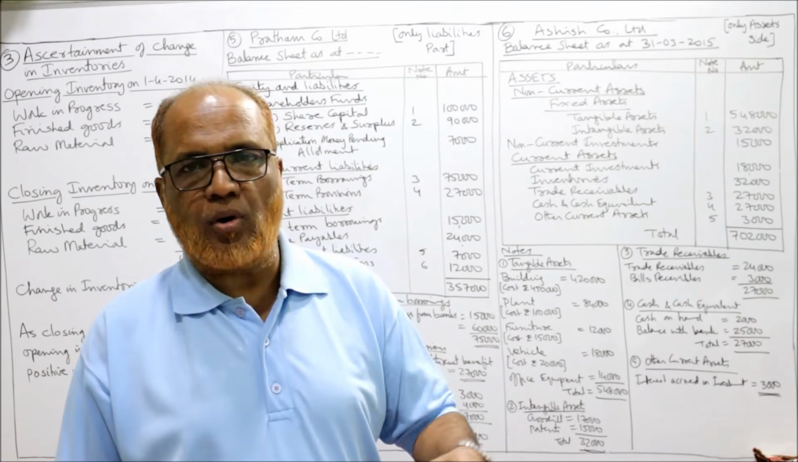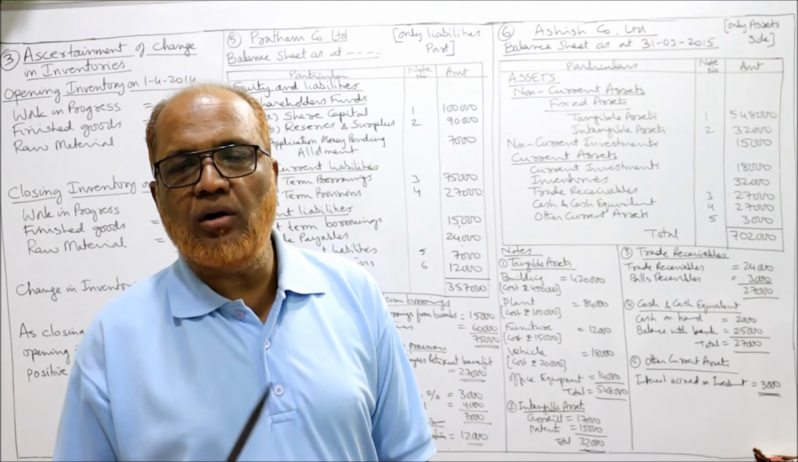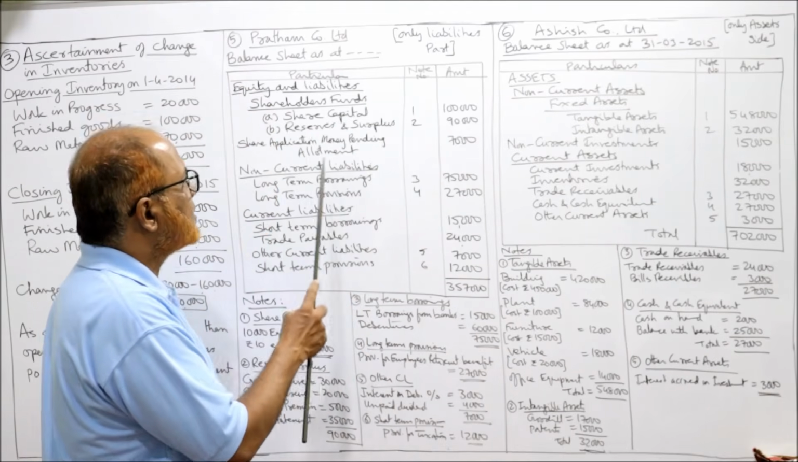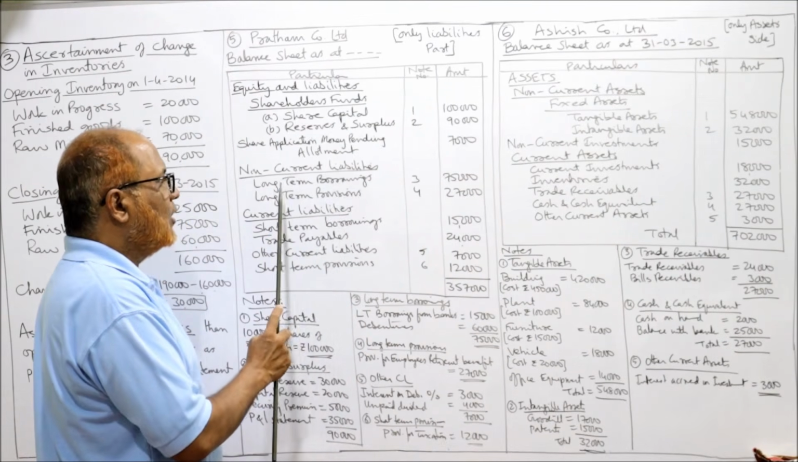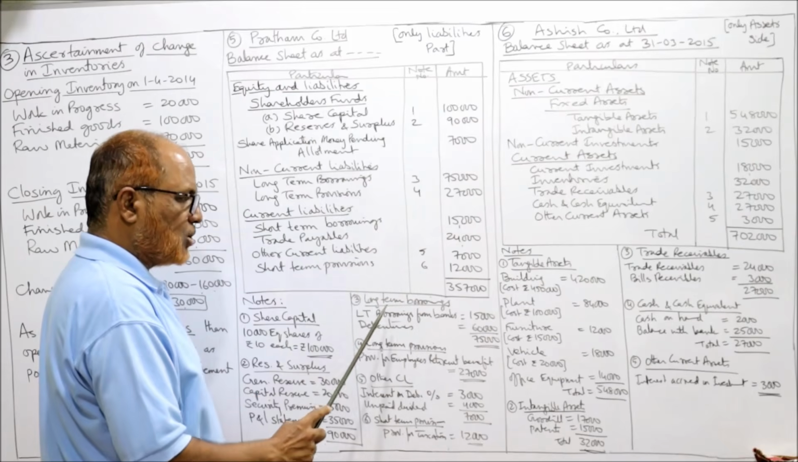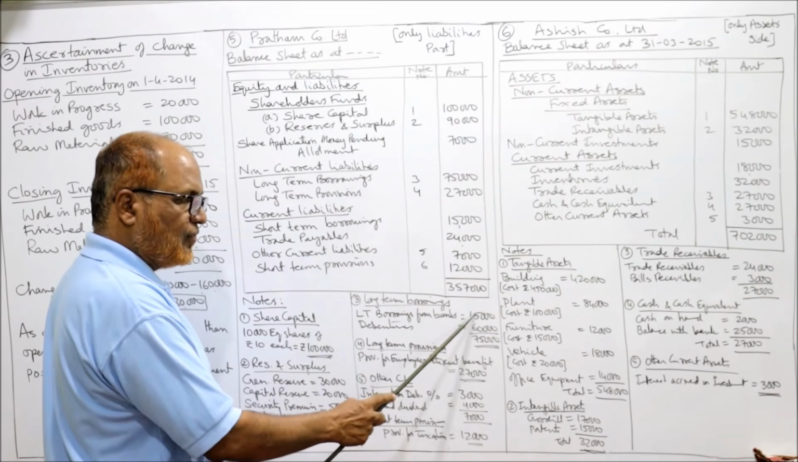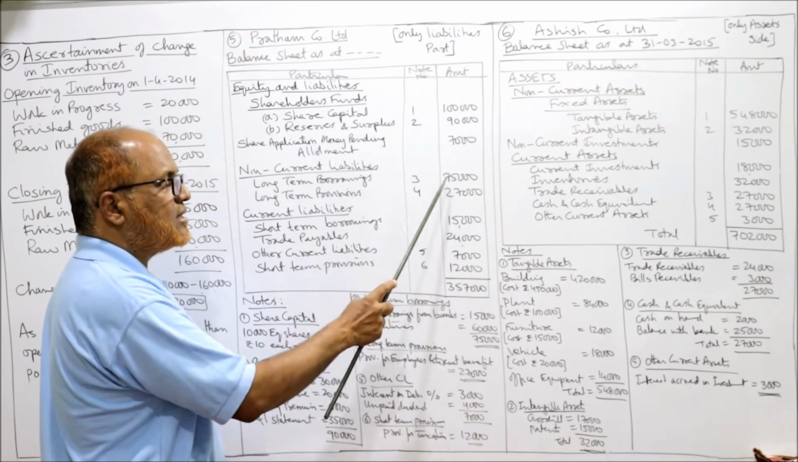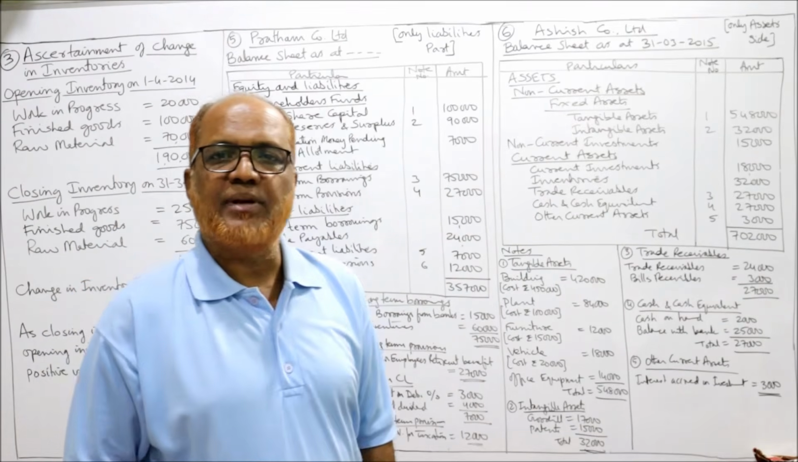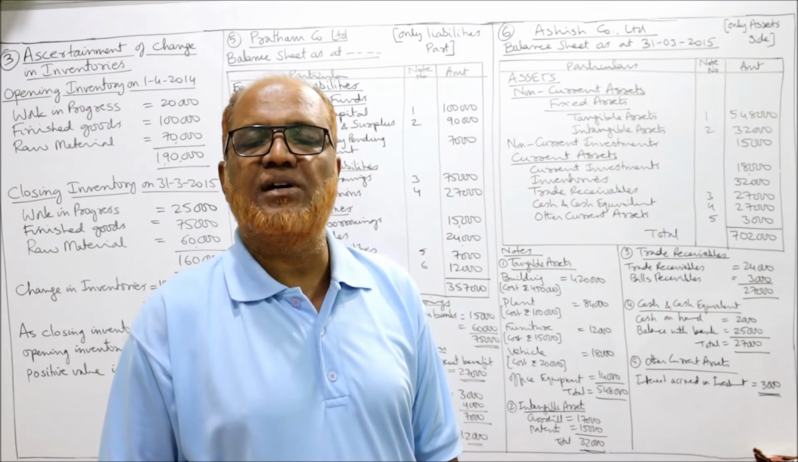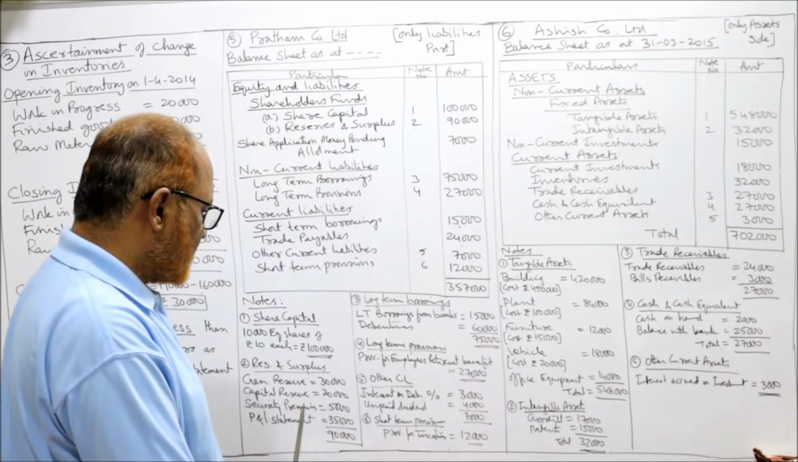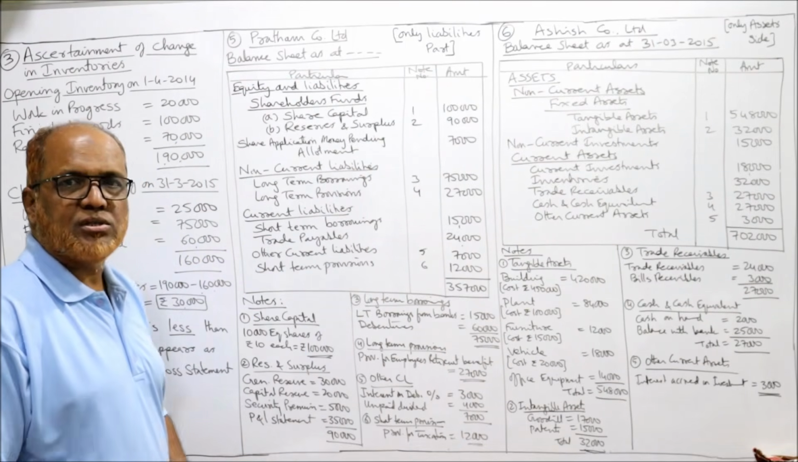Next is long-term borrowings from banks, non-current liability. Long-term borrowings from banks, third note. Long-term borrowings from banks 15,000 and debentures, both together 75. Next comes capital reserve. It's a part of reserves and surplus. So we will take it in reserves and surplus, capital reserve 20,000.